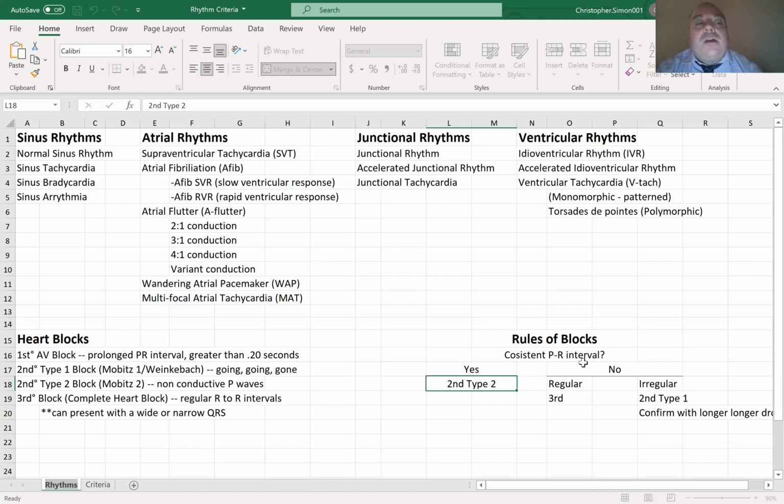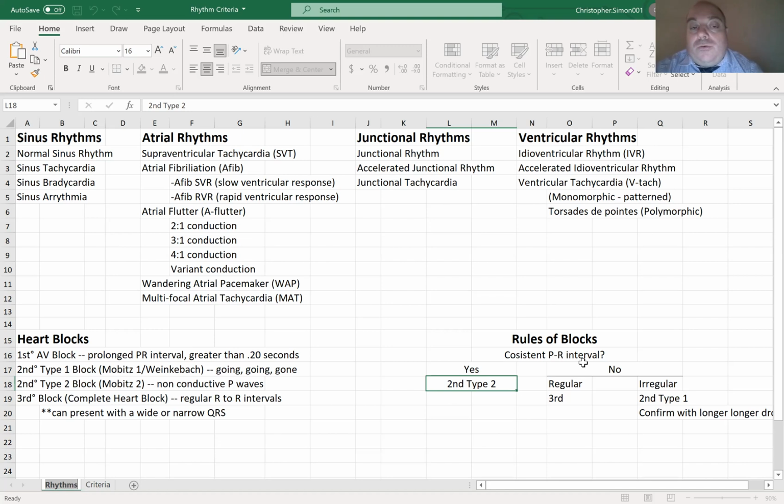Monomorphic and polymorphic, all right? So those are pretty much the rhythms that we're gonna deal with. We do have other rhythms, and those are what we call the heart blocks. So you have a first degree AV block, and then you have two second degree type blocks. So you have a second degree type 1, you have a second degree type 2, all right? And then you have another one called a third degree block.